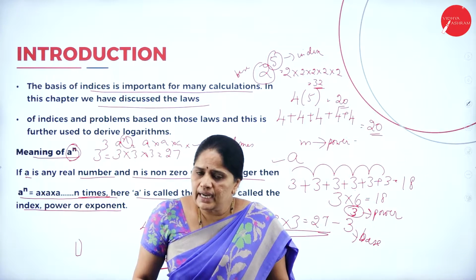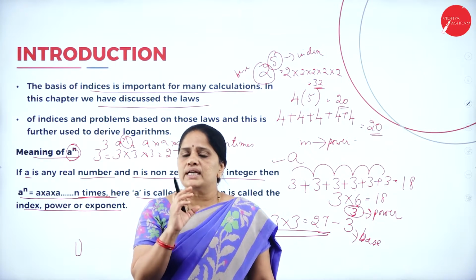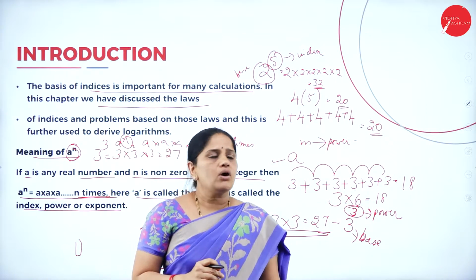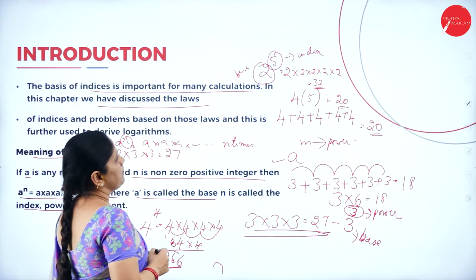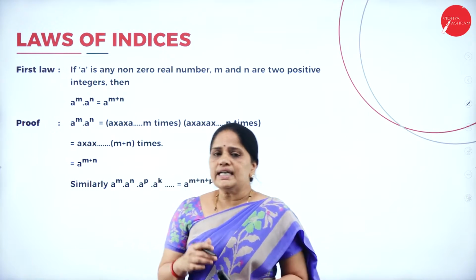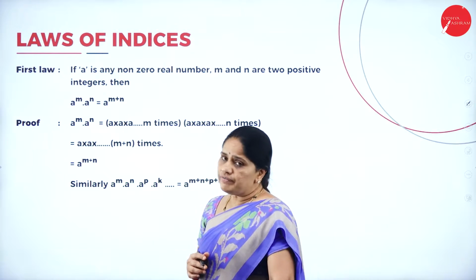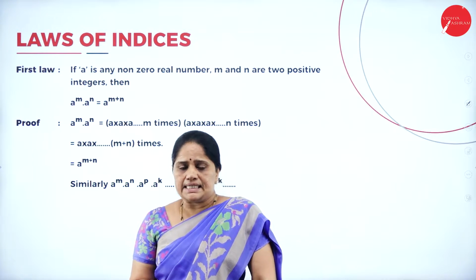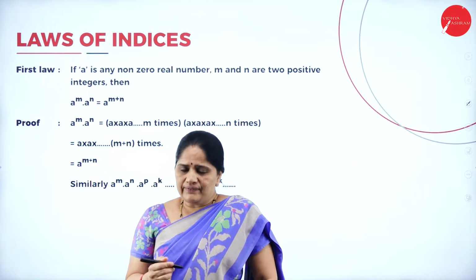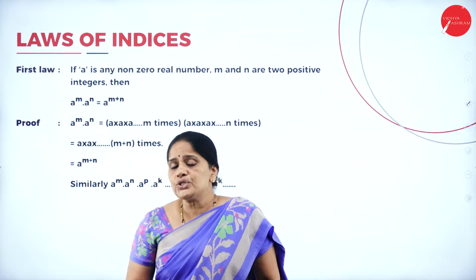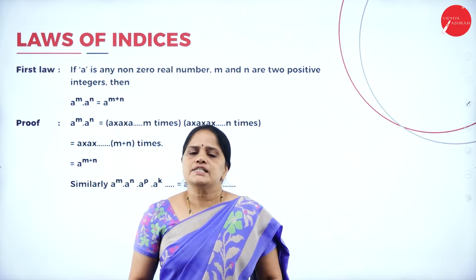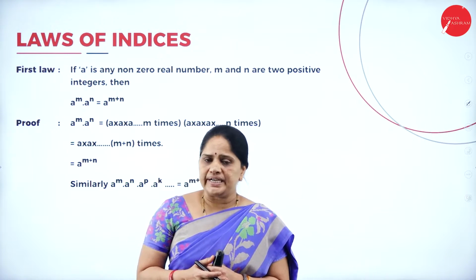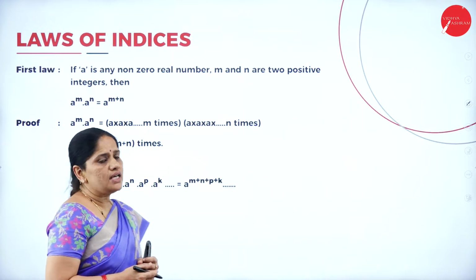So, we should understand that the number which is written below is called the base number, and the number which is written above is called the power or the index number. Now, in these indices, we have certain laws of indices. Whenever we are talking about multiplication, we talk about the indices. There are certain laws of indices which, if you understand, you will be able to deal with these numbers better. Now, let us see what the first law tells us.